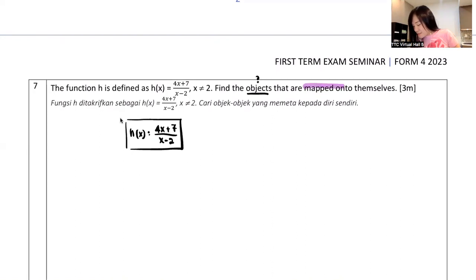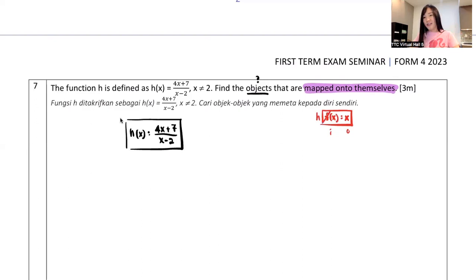My dear, the keyword is "map onto themselves", right? Just now I told you guys "map onto themselves", what are you able to write based on that? Whenever they say "map onto themselves"... Very good, Esther. f(x) equals x. Map onto yourself means you map back to yourself. It means your object and your image are the same, isn't it? f(x) equals x. But for this question, I won't write f(x), I'll write h(x).